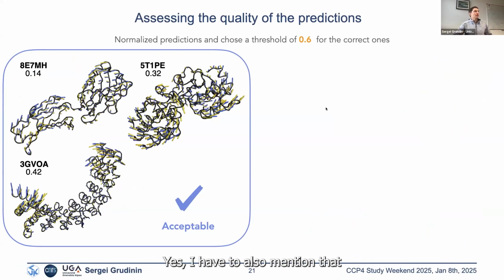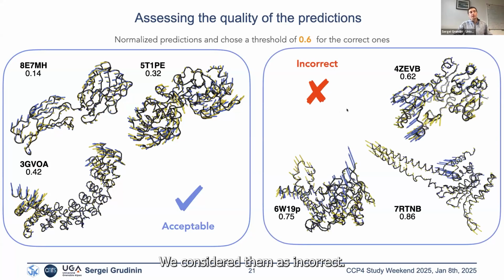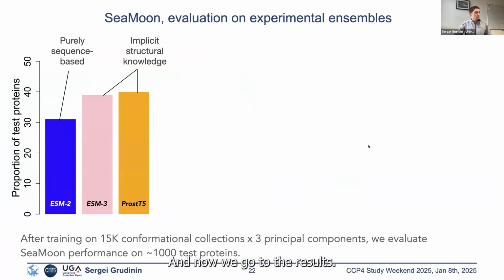Yes, I also have to mention that we normalize the predictions by the maximum possible value, and we have chosen a threshold of 0.6 for the correct predictions. Here the ground truth is in yellow, the predictions are in blue. All of them look alike, with the normalized loss shown on top, and we consider these predictions acceptable. The normalized losses which are greater than 0.6, we consider incorrect. And now we go to the results.